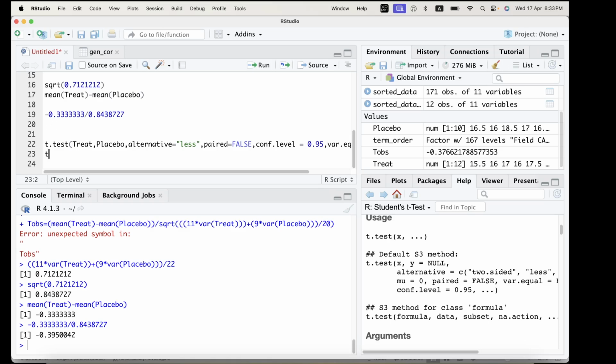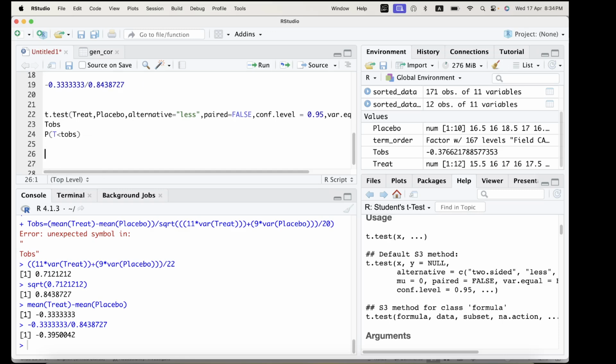Of course, the p-value, how will you calculate? First, you have to get t observed. Then you have to find the probability that a t with 20 df is less than t observed. This thing you have to calculate. How will you do that? You have to do pt and then give t observed and df equal to 20. This is going to give you your p-value. If this is less than 0.05, then we say we reject. If it is greater than 0.05, we say we accept.